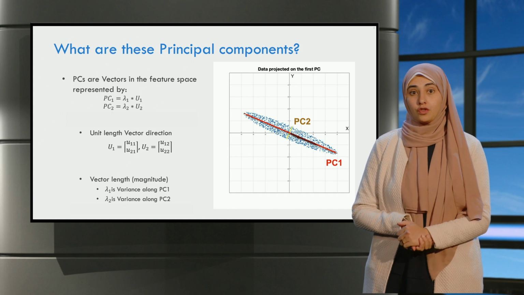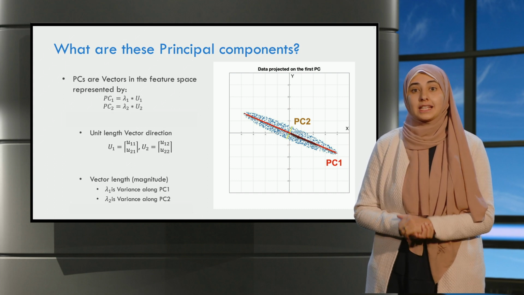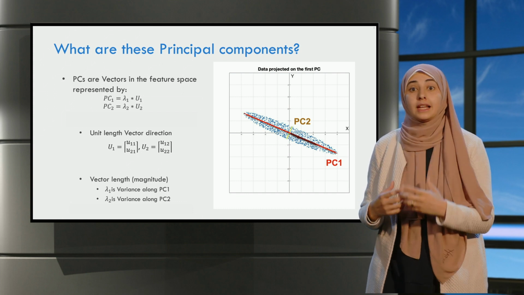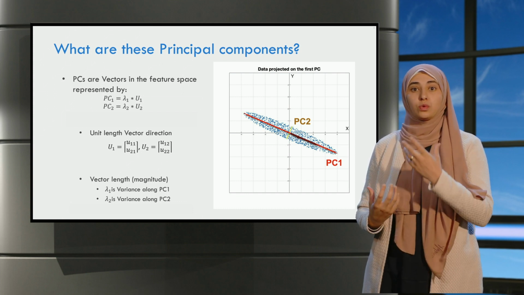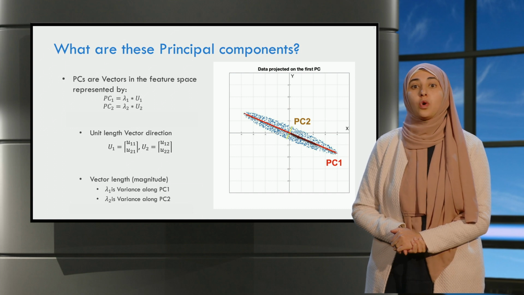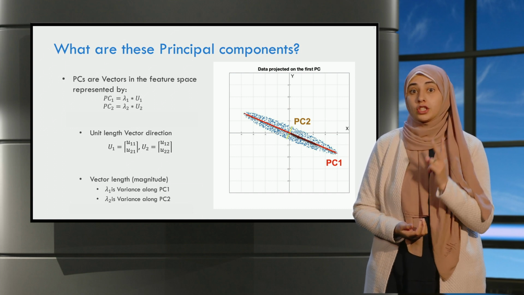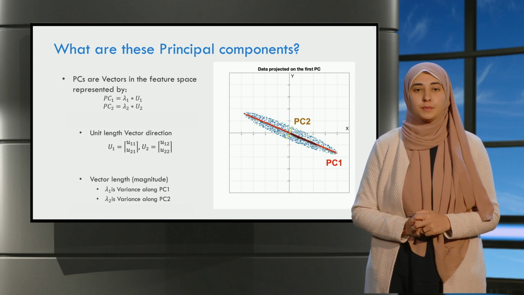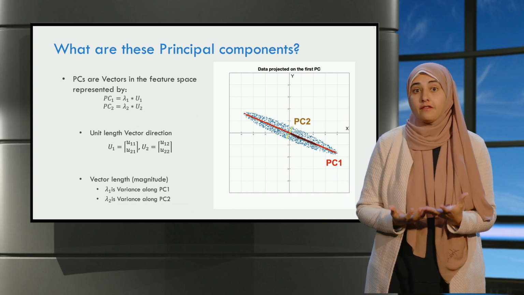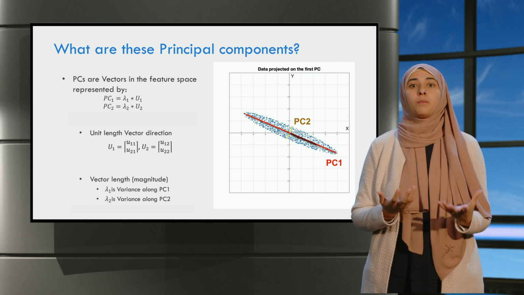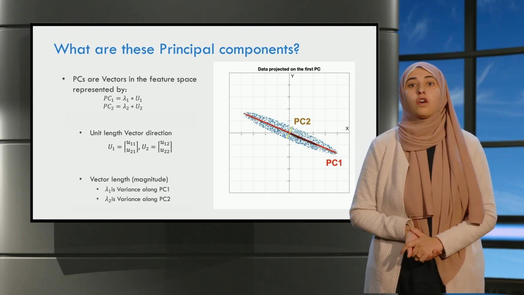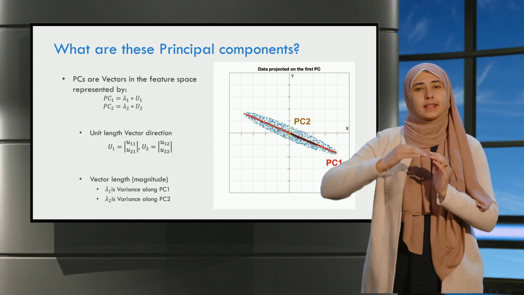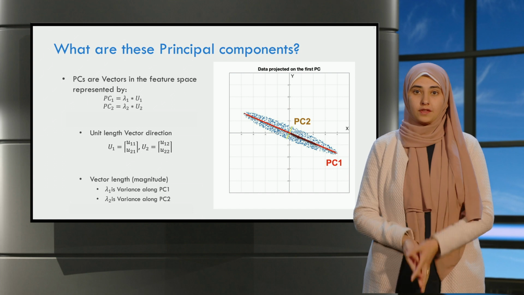The same applies for principal component 2. It has the direction of u2 and the length of lambda 2 relative to the spread along the u2 direction. Because we only have two features in the original space, we expect two principal components in the PCA space. This is due to the fact that the principal components are the rotated version of the original axis. This rotation is to align the axis with the variance of the data.